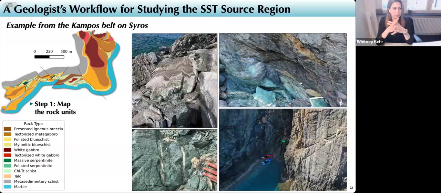So I'll walk you through our general workflow for studying this region, especially aimed at those who maybe aren't field geologists. So first, we simply map the rock units. In this case, we're mapping at really high resolution, 1 to 5,000 scale. We have sufficient exposure generally to do this. We do this using boots on the ground and also by sea. We take some pack rafts around. It's very, very pleasant to hang out on the Mediterranean in these little inflatable rubber duckies.